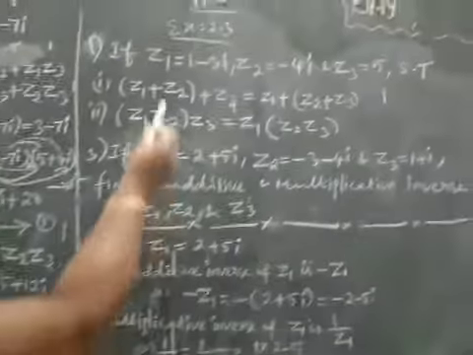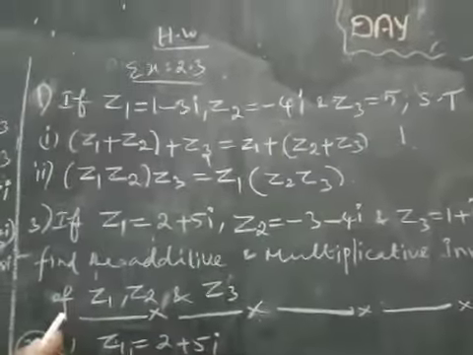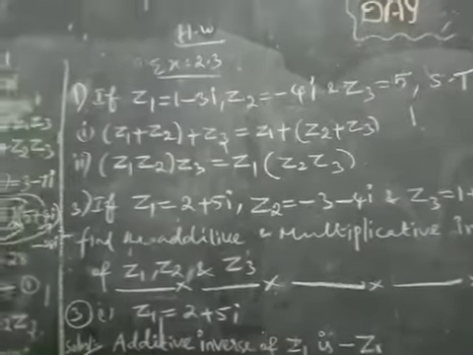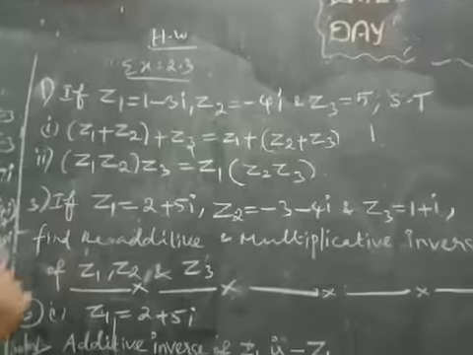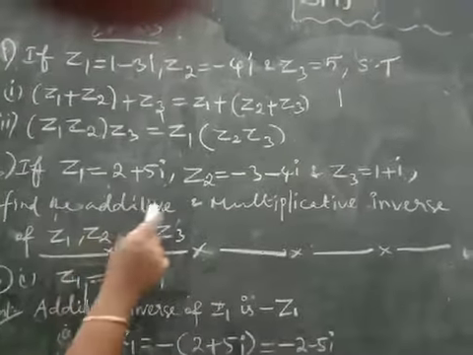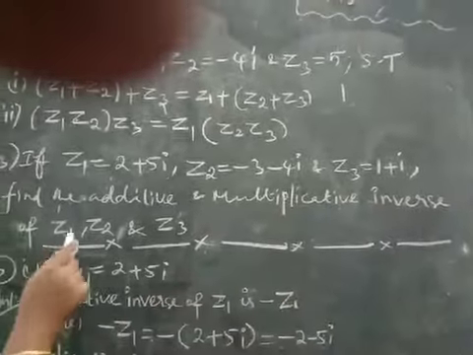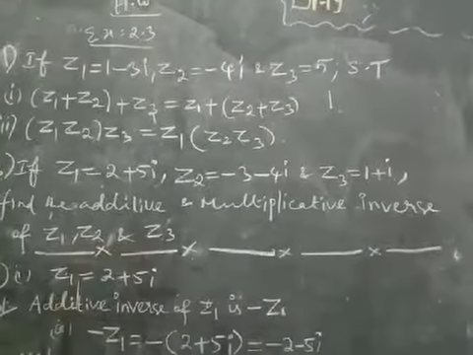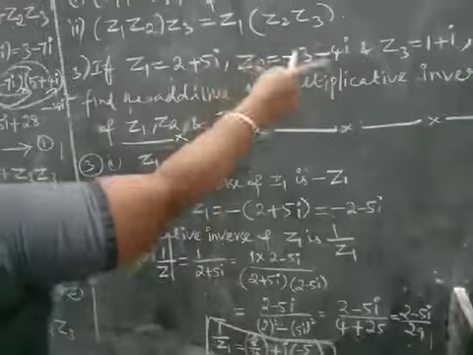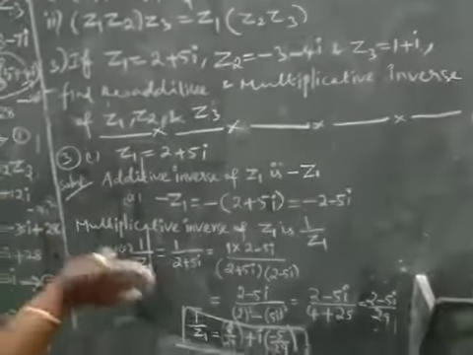Now exercise 2.3, three problems given. These two are homework. What we have done in the first one, similarly do this also. Now the third question, three complex numbers given. Find the additive and multiplicative inverse of Z1, Z2 and Z3. So I will do one problem. The remaining Z2, Z3, just you do it as homework.